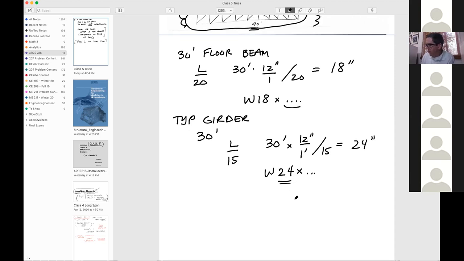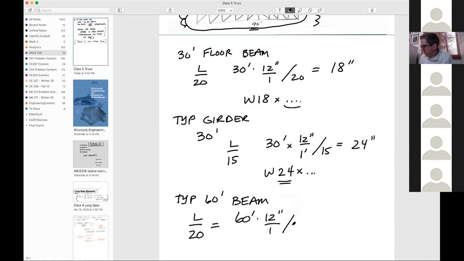So let's go now for the typical 60-foot beam. We would still use for a typical beam L over 20. And so we'd end up with 60 feet times 12 inches over a foot divided by 20. And so we'd get about 36 inches. So we'd use a W36 by something for a typical 60-foot beam.